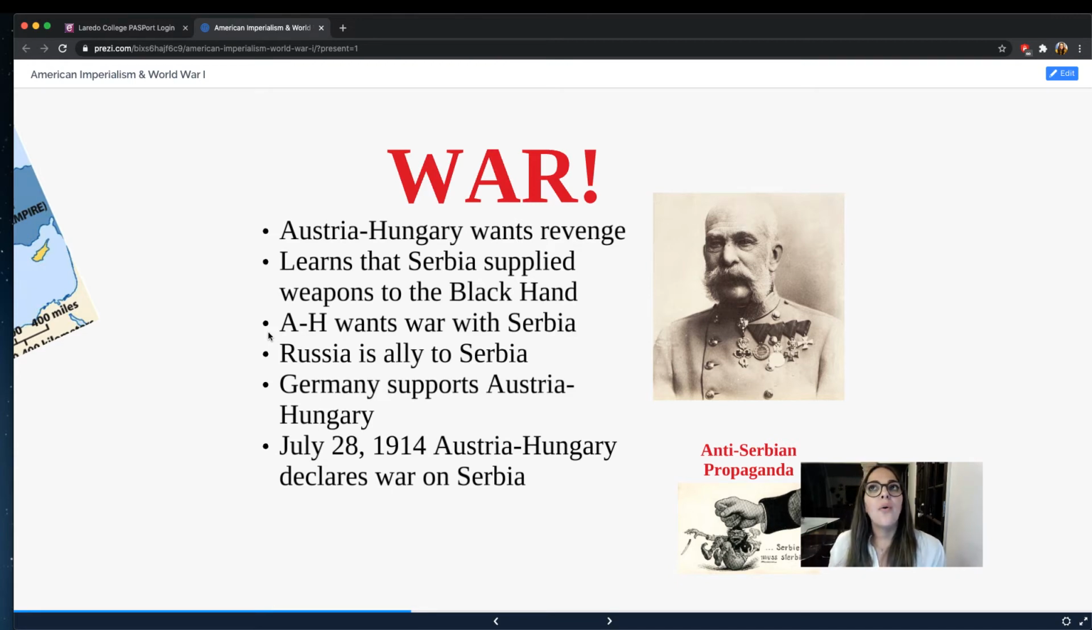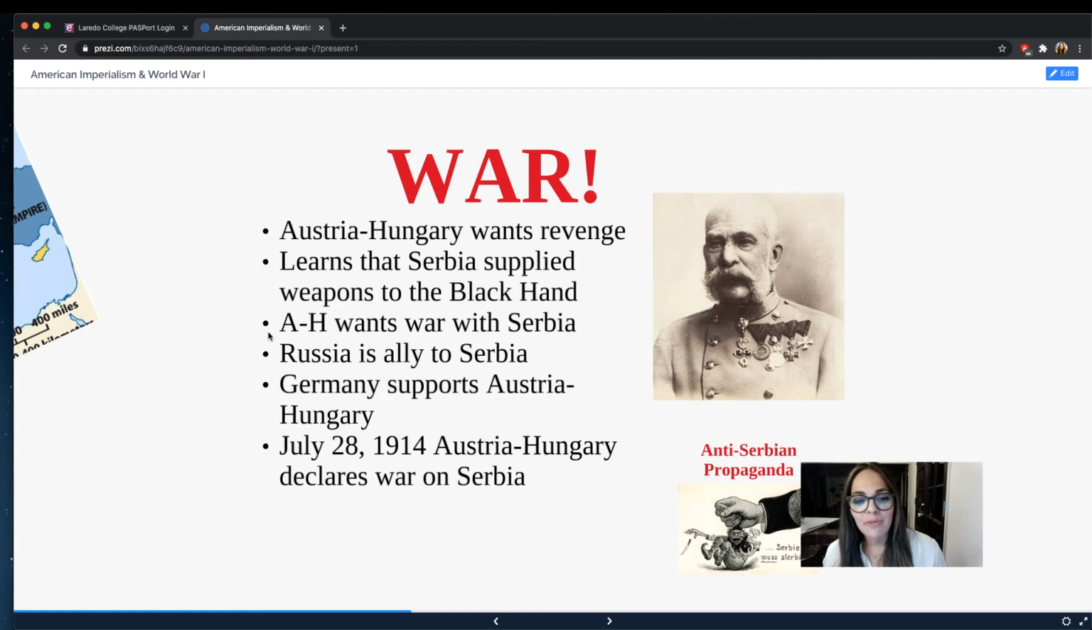And so this should be a deterrent, right? Because as soon as Austria-Hungary sees that Russia is jumping in, what should happen? Well, they should go, oh, never mind. I don't want, you know, let's squash that beef. But that's not what happens.